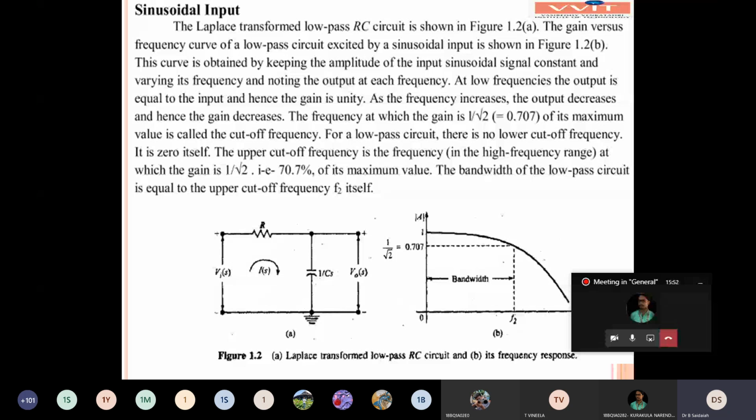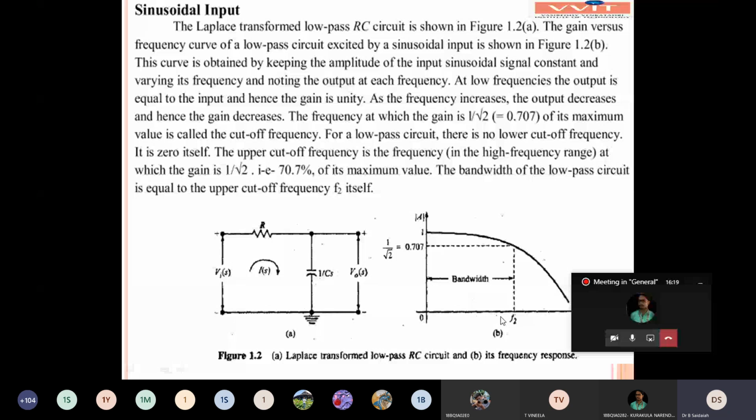Now you have to explain, for the input sinusoidal waveform, what happens when you apply it at different frequencies. Suppose I apply frequency equal to 0, then the capacitor sees a DC signal. But generally you apply positive low frequencies, from 0 up to 10 kilohertz.